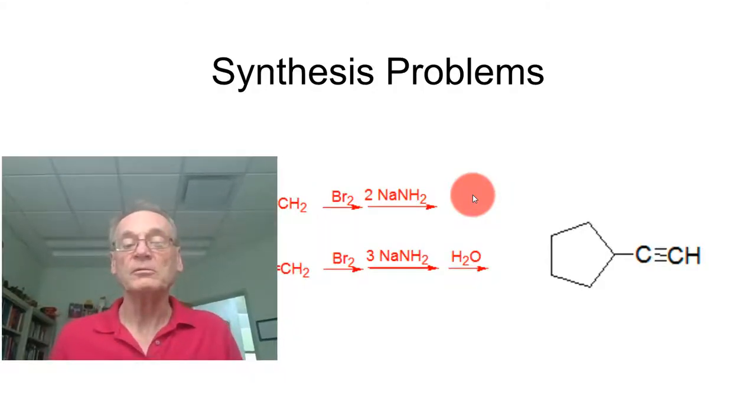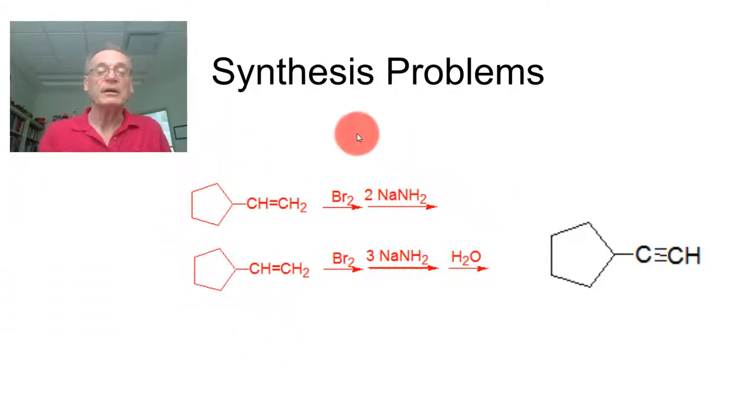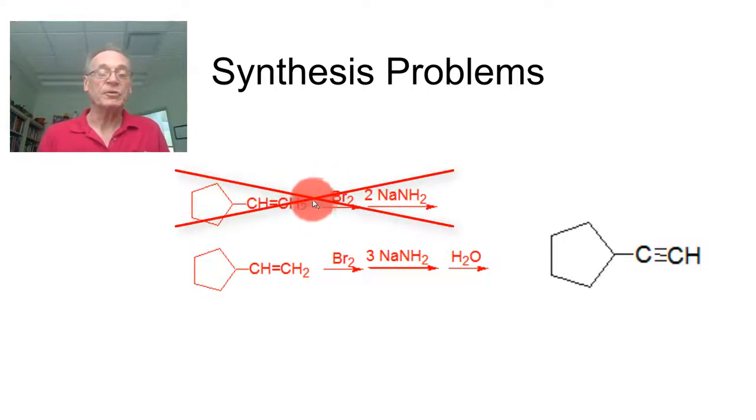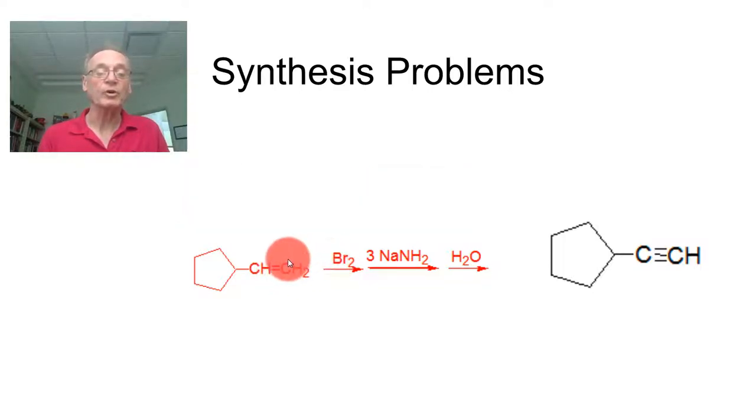So here are the 2 ways that we talked about. If you add bromine and 2 sodium amides, would that work in this case? No, because this is a terminal alkene. In other words, there's no other carbons on this carbon, so it's not going to work. So let's X that one out, and instead we need to do this one where we add bromine, and then 3 equivalents of sodium amide, and then water, and that would then get you to this terminal alkyne.